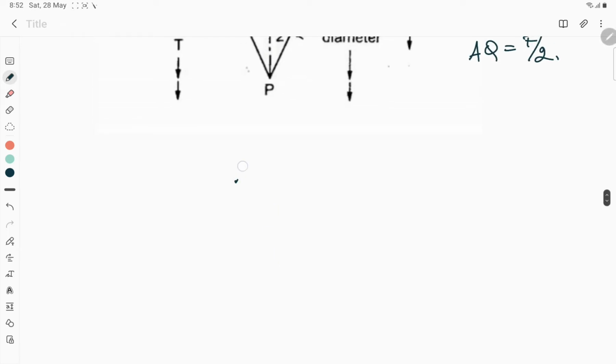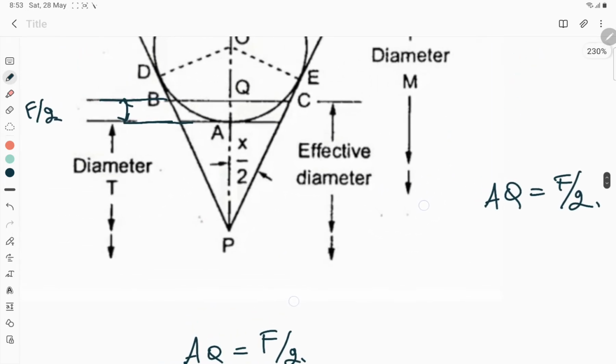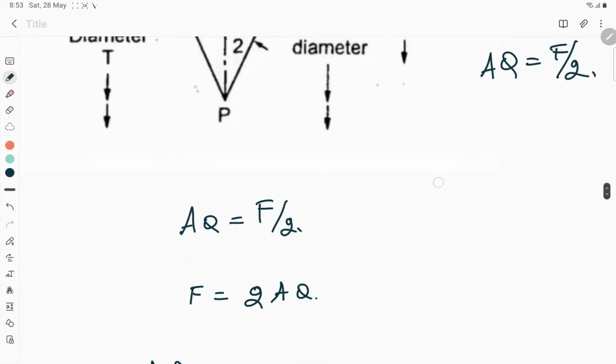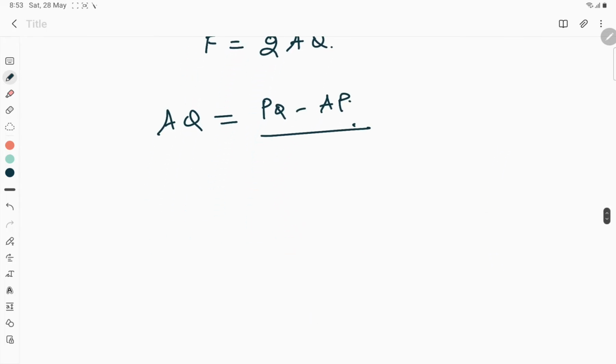Okay, so basically AQ is nothing but F by 2. So F is nothing but 2 times AQ. Now let's find out the relation for AQ from the diagram. AQ can be written as PQ minus AP. So AQ is nothing but PQ minus AP from this diagram. Now let us derive the relation for AP and PQ.